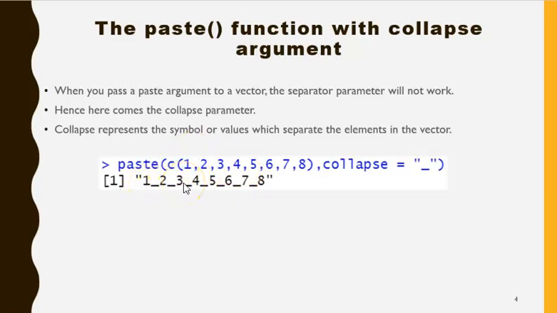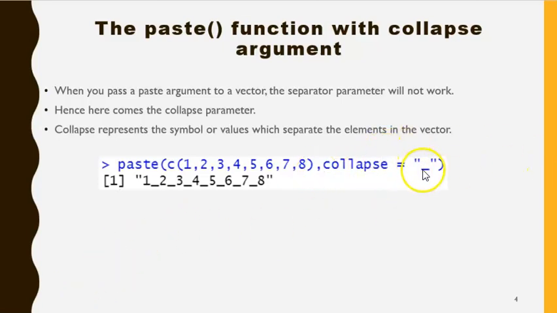Why do we need this? Because when you, for example, read a text file and it gives you back a vector where each element is each line of that text, many times you don't like that format. You want to paste all those elements together, so you paste them with collapse.